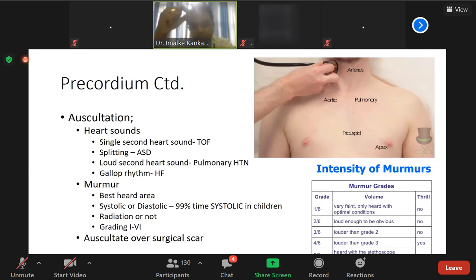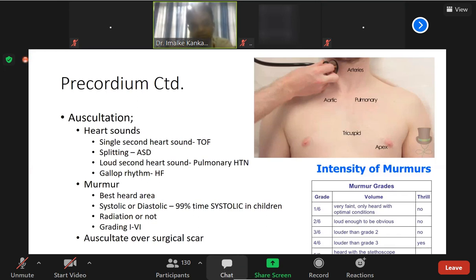Fixed splitting is something which you all can appreciate. At your level, you should be able to appreciate fixed splitting, right? If you can't listen to split, you can just go through Google and listen to these different murmurs, right? Loud second heart sound is seen in pulmonary hypertension, okay? And gallop rhythm means the third heart sound.